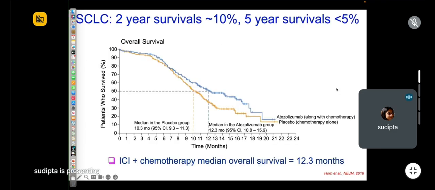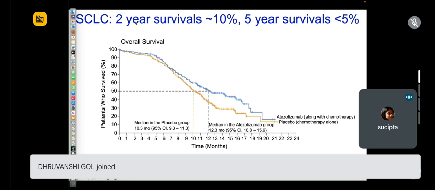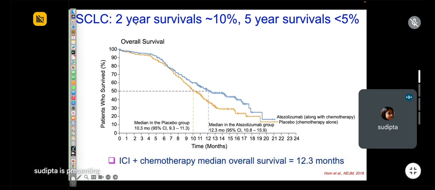In this graph, you can see what people have studied in patients. Although there are several treatment strategies for small cell lung cancer, like chemotherapy, radiation therapy, immunotherapy, and sometimes some surgery, the 2-year survival is about 10% and the 5-year survival is less than 5%. So when somebody is diagnosed with small cell lung cancer, you can see they are almost destined to death with the current traditional treatment.